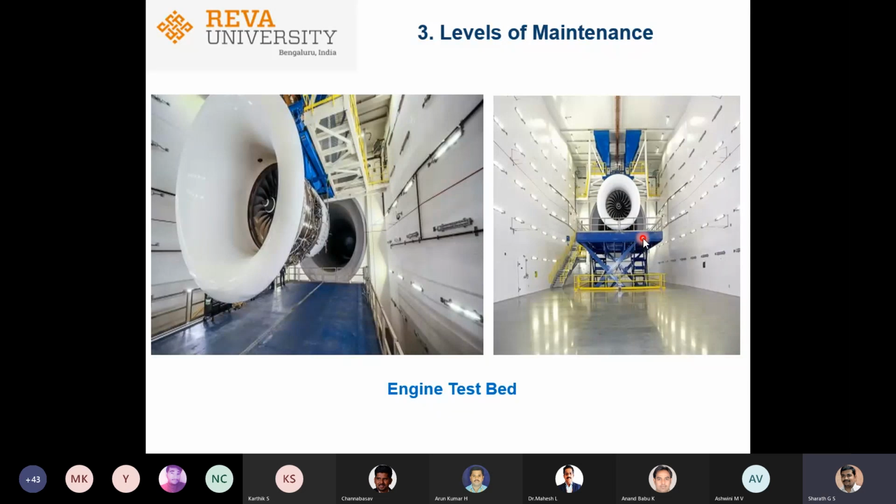They may be fitting some sensors which are again connected to the engine control room, and those sensors are linked to the database of the control room, wherein they will be measuring the parameters of different components of the engine. So normally here the control room is not visible, but it will be on either left side or right side of this test bed.